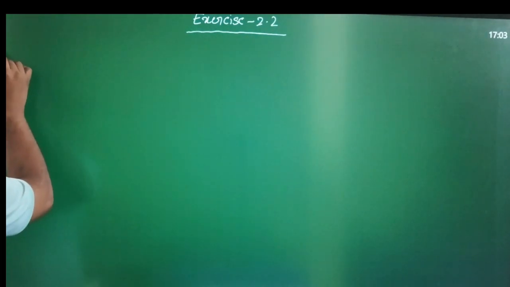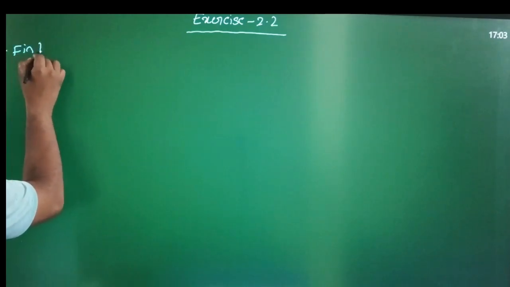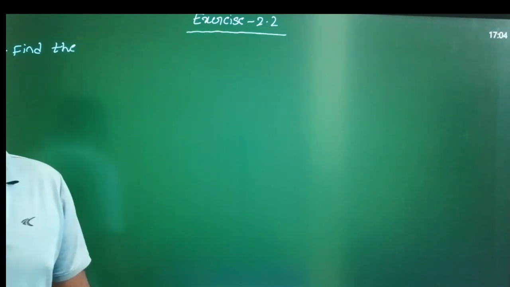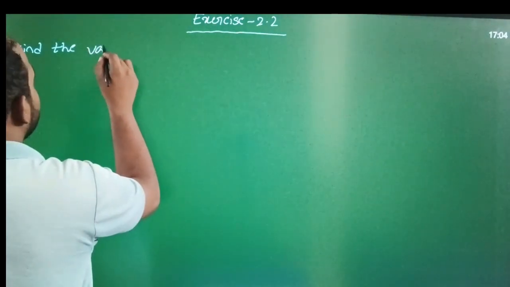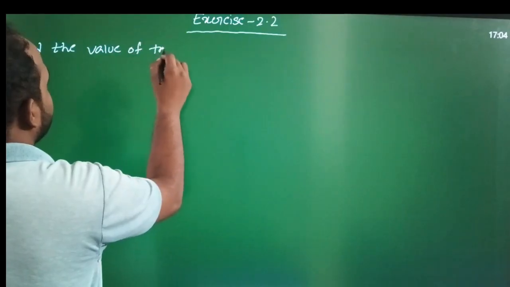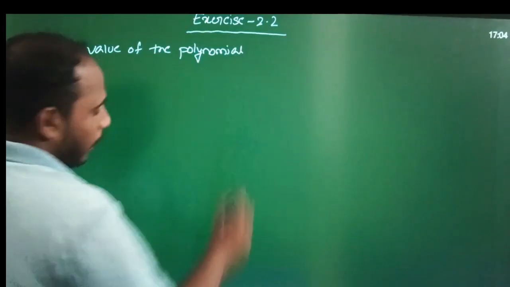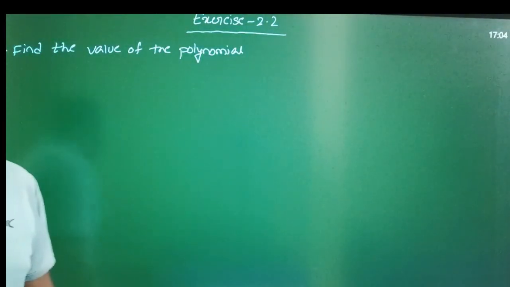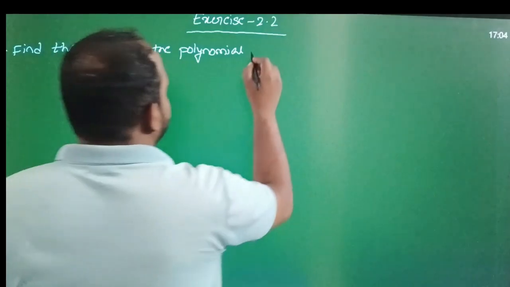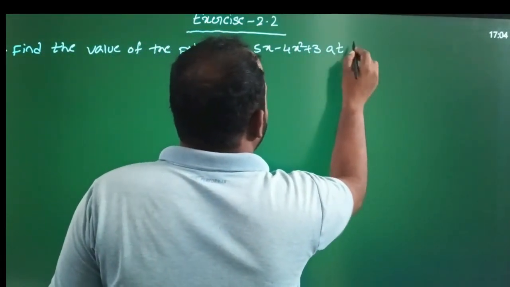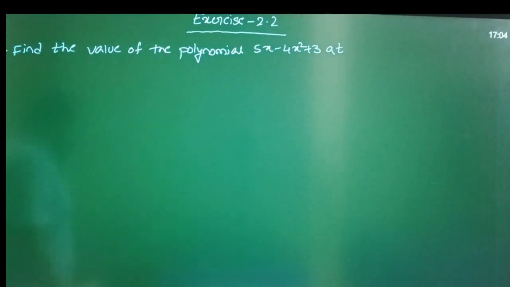Next one, exercise 2.2. First one, find the value of the polynomial 5x minus 4x square plus 3 at x.